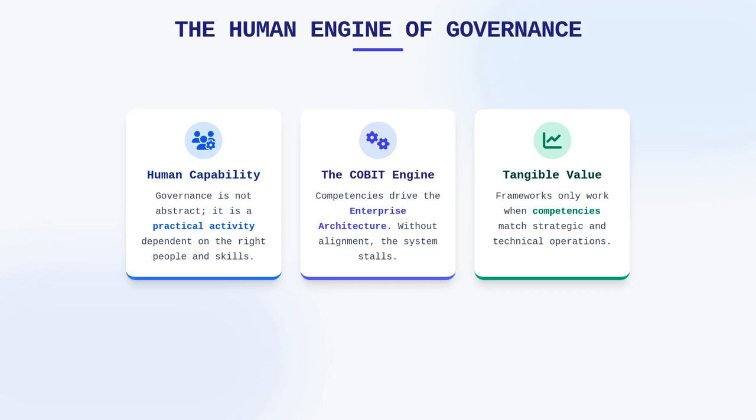tangible business value. We must recognize that governance and management objectives cannot be executed unless there is a clear understanding of the human resources required to perform those tasks. Whether it is a technical operation, a risk assessment, or a high-level strategic decision, each action demands a specific set of competencies. When we discuss skills and competencies within the COBIT context, we are essentially talking about the engine that drives your enterprise architecture. If that engine lacks the required parts, or if those parts are misaligned with the intended speed and direction, the system will inevitably stall.